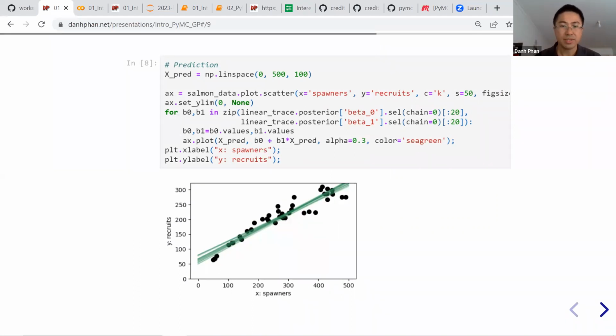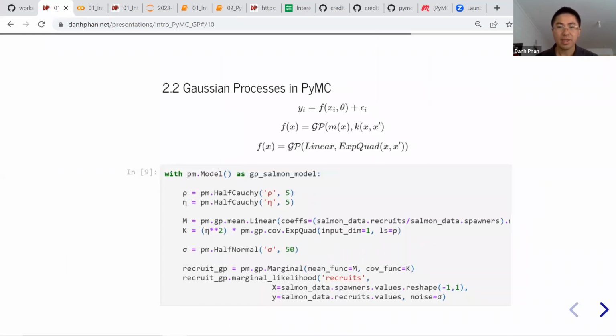What about the Gaussian process? In a Gaussian process, we assume that f, instead of being parametric with theta, here beta 0 and beta 1, can be represented as a Gaussian process with a mean function and a covariance function, or a kernel. In this example, for this data set, we will use a linear mean function and an exponential quadratic kernel that we just saw previously. And the output is also the same.